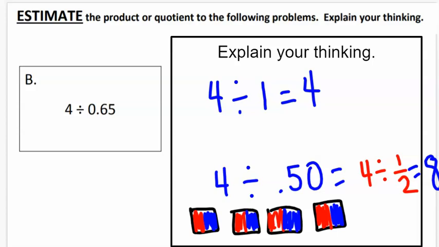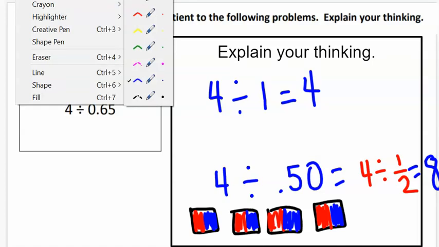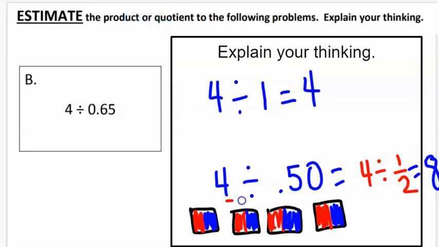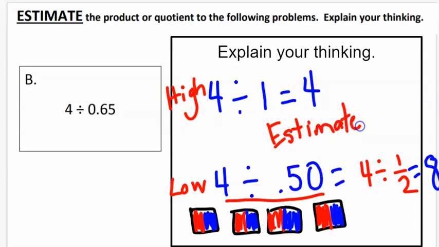So I know that this estimate here is a low estimate, and this one is kind of a high estimate. So it's going to be in the middle between 4 and 8. So I'm going to estimate about 6. Okay, so that's going to give me a good number there. When I solve that, I know it's going to be kind of close to that.